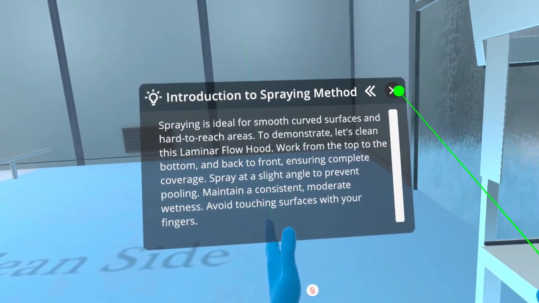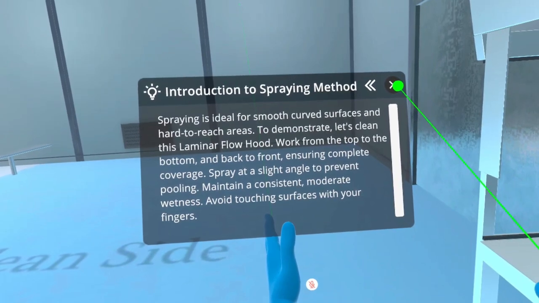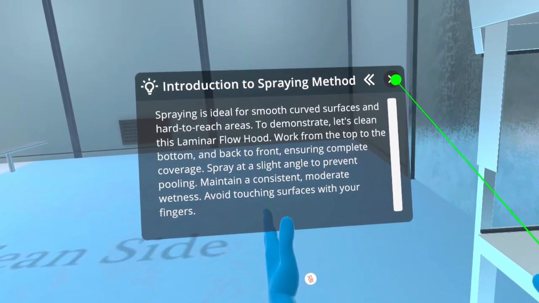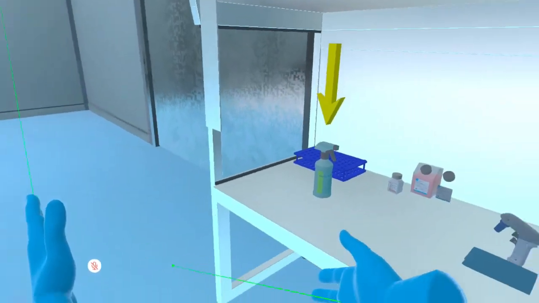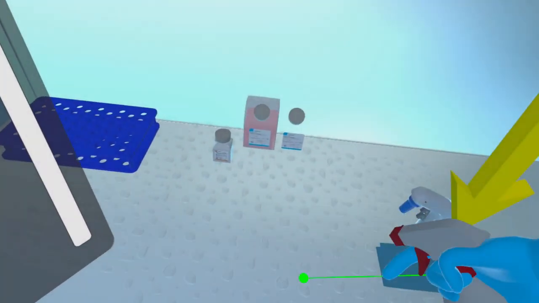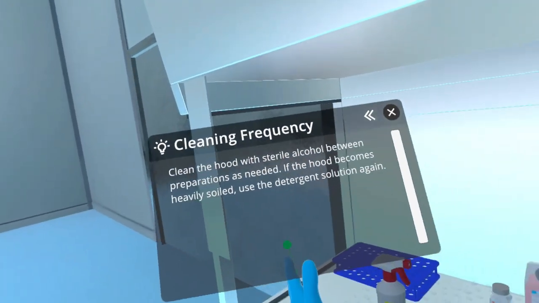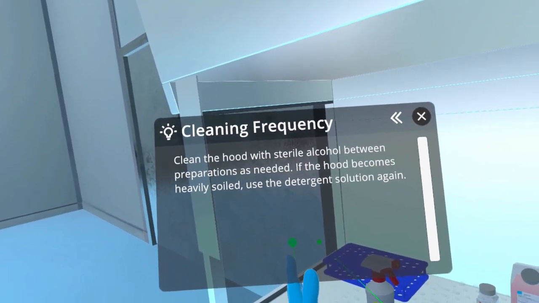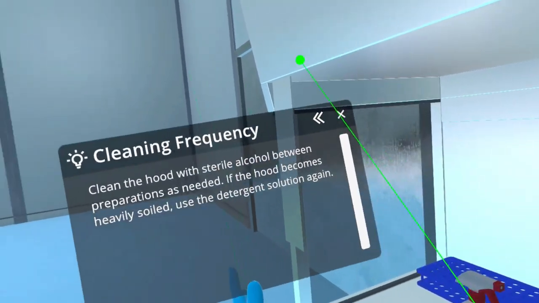Spray at a slight angle to prevent pooling. Maintain a consistent, moderate wetness. Avoid touching surfaces with your fingers. Clean the hood with sterile alcohol between preparations as needed. If the hood becomes heavily soiled, use the detergent solution again.